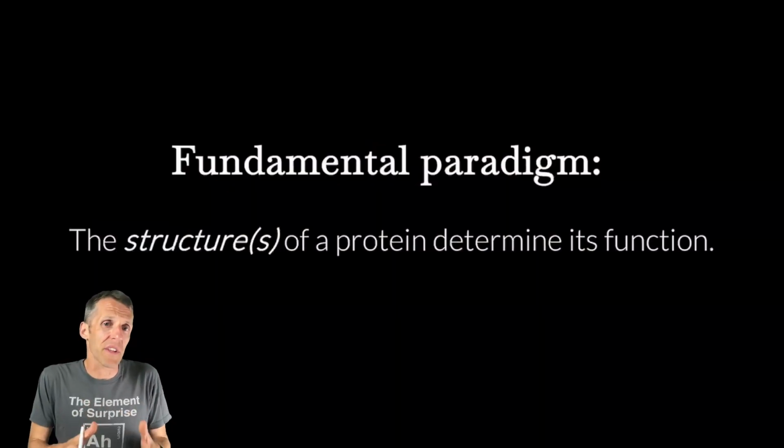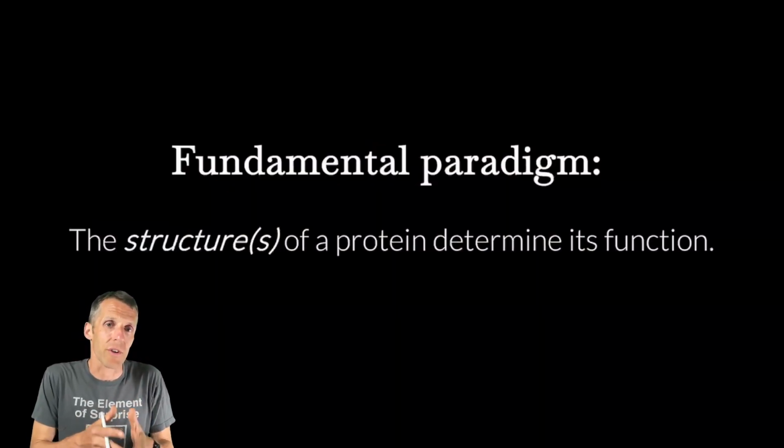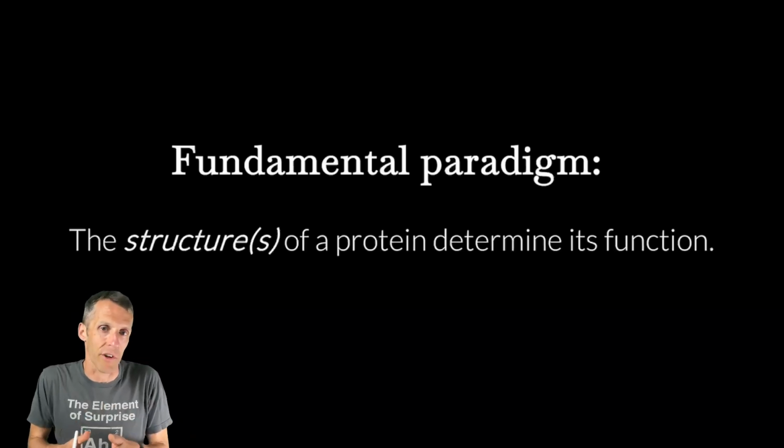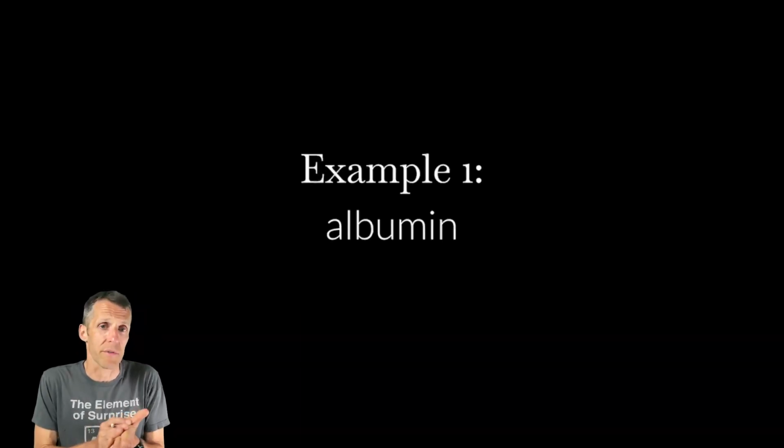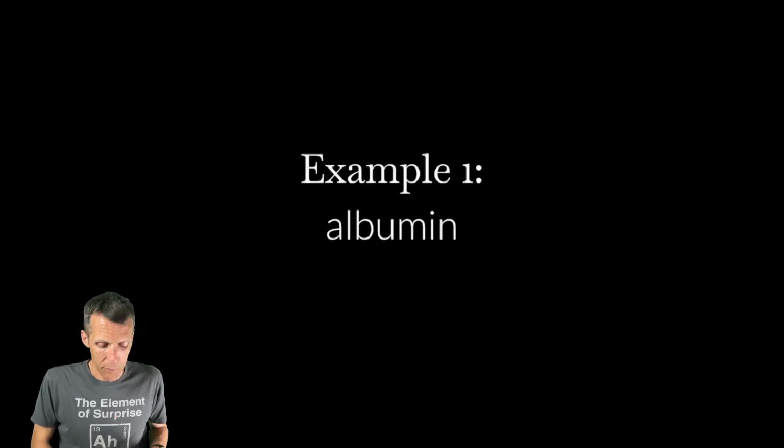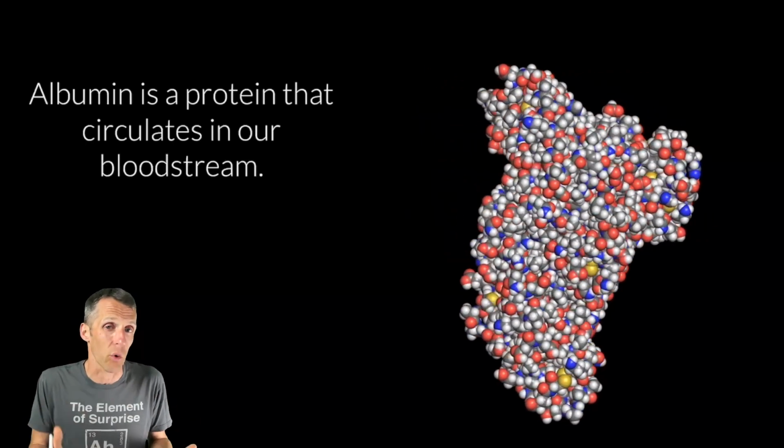So biochemists have this fundamental paradigm that protein structure determines protein function. And I wanted to illustrate that with 4 different proteins that have 4 different functions. So let's just jump straight into these. The first protein I want to highlight is albumin. This is a protein that is currently floating around in your bloodstream.